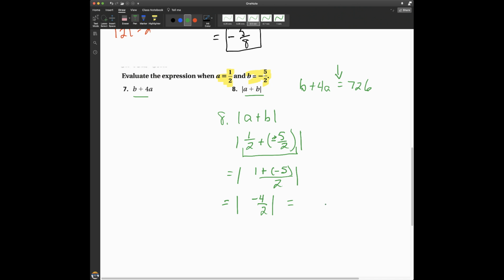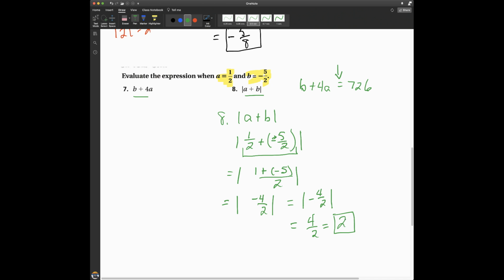And we can continue. We can simplify this. I can write this as negative 4 over 2. And the absolute value of any number, I'm absolutely positive that absolute value is always positive. So this would just be 4 over 2. And can you simplify this? Yes, you can. So this is just 2.